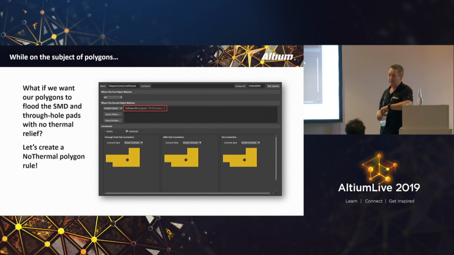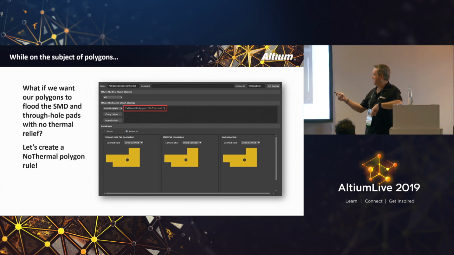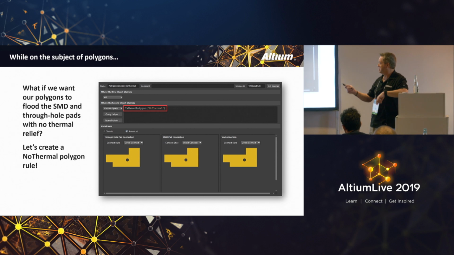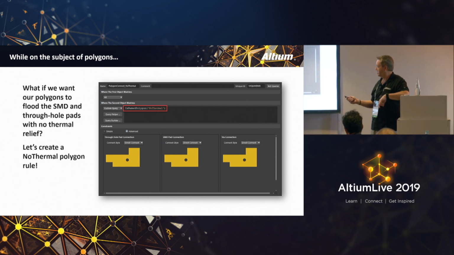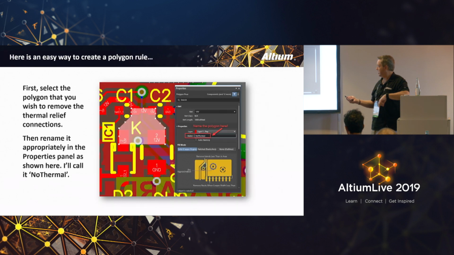Anyway, so we create another rule, and the syntax is this: IsPolygon, and I've created a name for my polygons. I call it no thermal. That's just an arbitrary name that I made up, but I can name my polygons and then use those in the design rule syntax here to tell it when I have a polygon with that name, there will be no thermal relief pads, just flooded into the copper. Now, again, this syntax is a little bit complicated, but I'll show you where to find that, how to create it in an easier way.